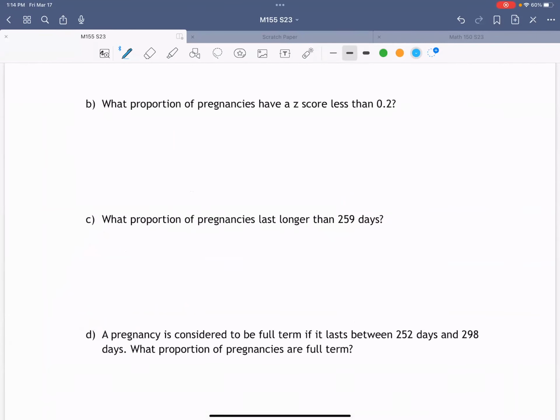Okay, so for part B, this one wanted to know the proportion of pregnancies that have a z-score that's less than 0.2. So this time we're asked for a z-score, not an x value, which means we're not dealing with the mean and standard deviation in our question. Our mean and standard deviation is going to be 0 and 1, right? That's what we do when we have a z-score. Well, if the z-score is talking about 0.2, that's a little bit higher than 0. And it's a less than probability, so I'm shading in everything to the left.